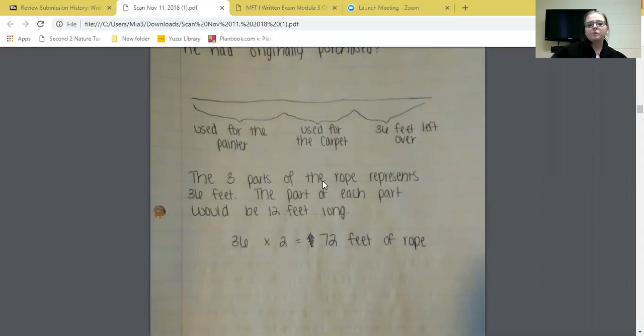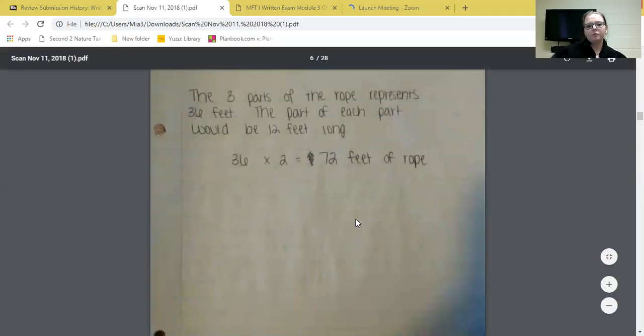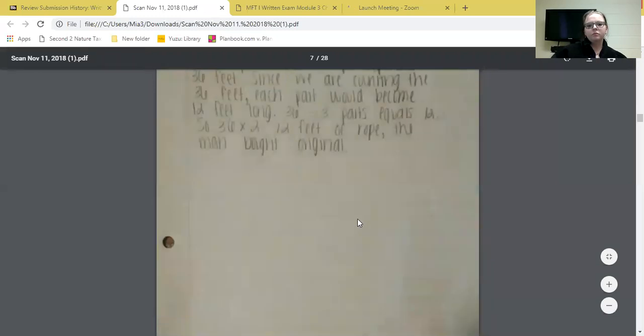The 3 parts of the rope represent 36 feet. Each part of the length that was used was 12 feet long. So 36 plus 36 equals 72 feet of rope. And that is how you solve the problem.